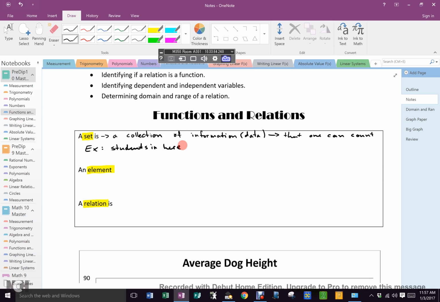Okay. An element is a single item from any given set. What is wrong with my printing today? You can tell I haven't written in 2 weeks. So an example of that would be Danielle. Okay? She is a single member of that set. Am I an element of this set? No. Am I an element of another set? Yes. Are you an element of the set I am in? No. Got it?